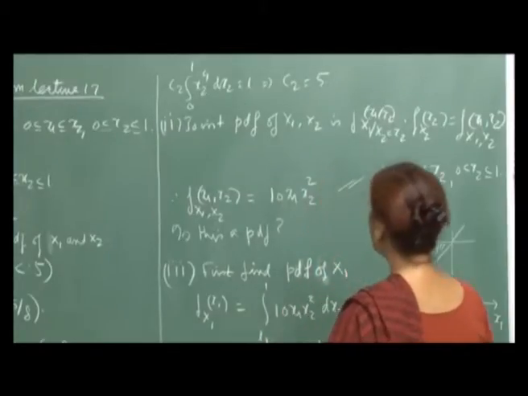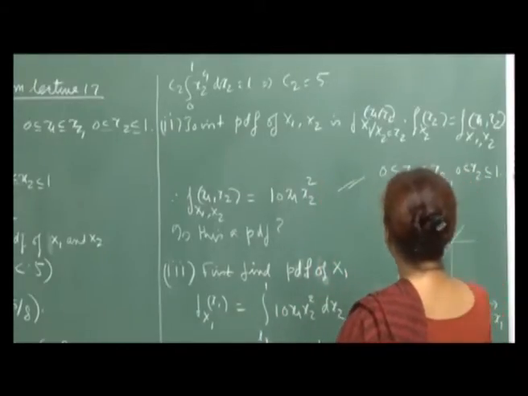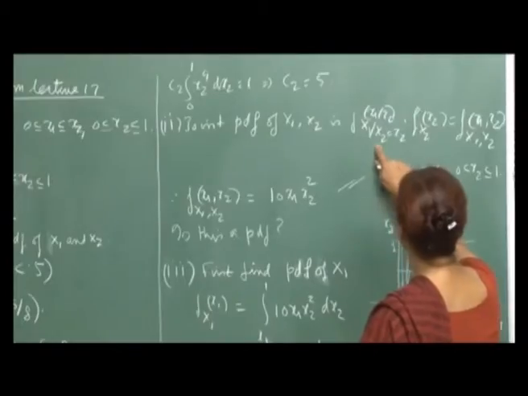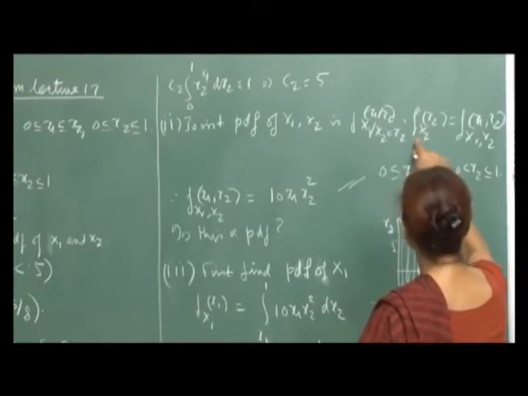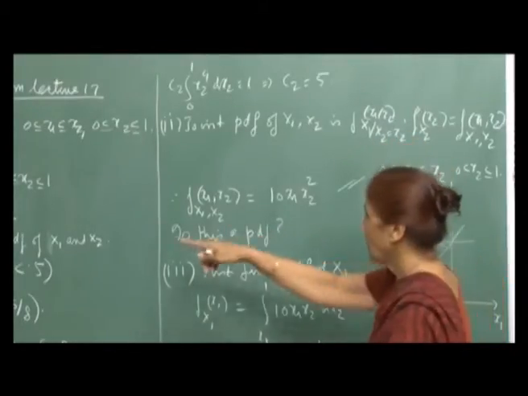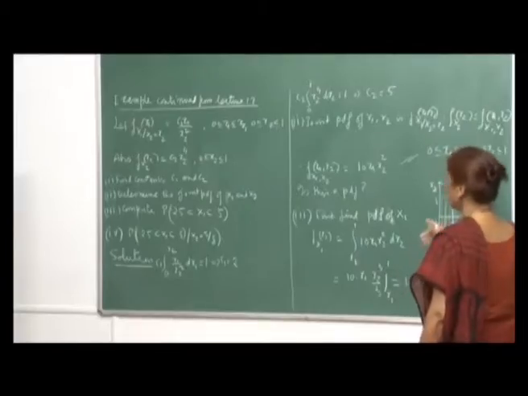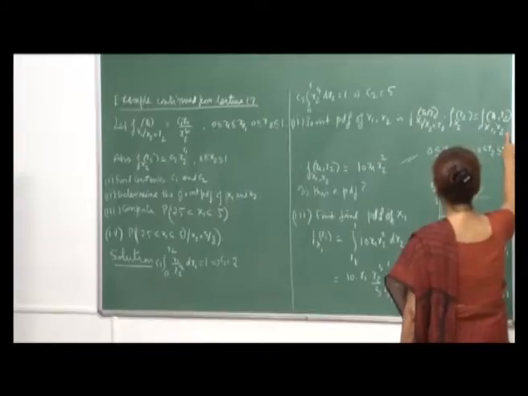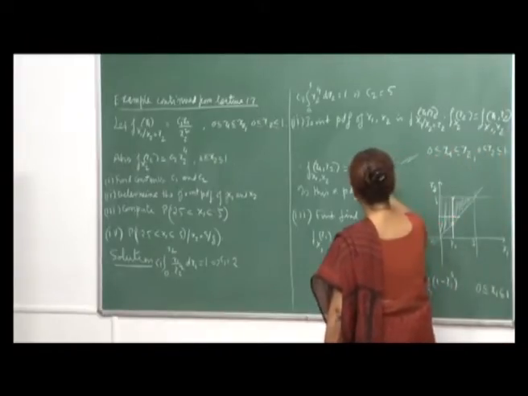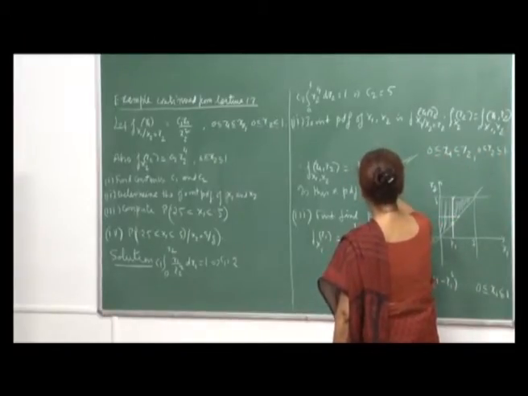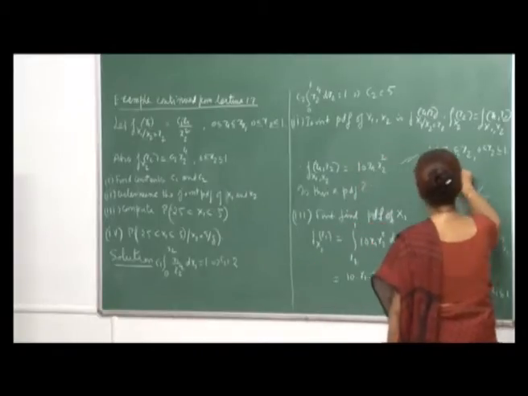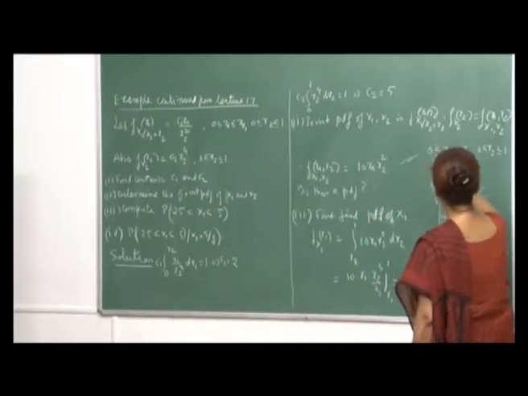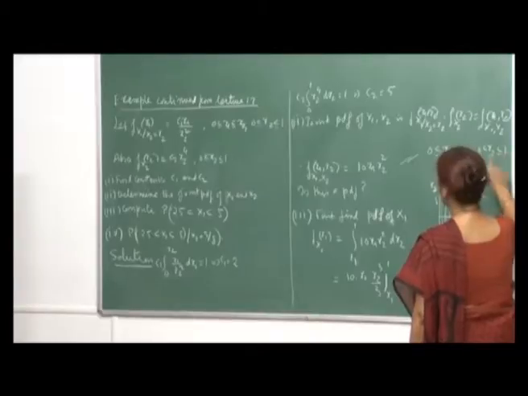So, the joint PDF of x 1 and x 2 will be the conditional of x 1 given x 2 into the marginal of x 2. The product of the two, which we now have since we have computed C 1 and C 2, will be the joint PDF, and we computed it as 10 x 1 x 2 square, where the range for x 1 is from 0 to x 2 and x 2 varies from 0 to 1.